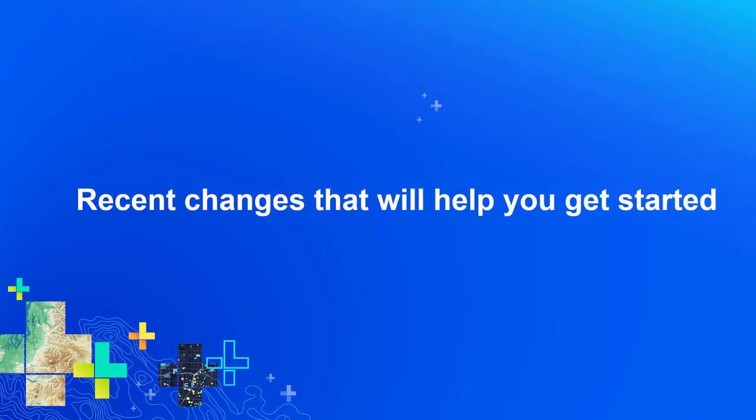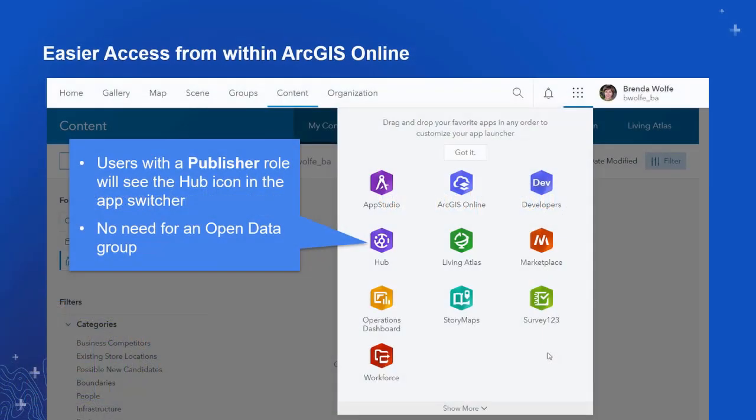And with the recent changes at the end of June, with the release of ArcGIS Online, we made it even easier to get started. There used to be some things you had to set to make this appear, but we've done away with those. So now if you're a publisher level role, you have access to this. So if you go into ArcGIS Online and click the app switcher, you should see a tile for Hub. And another change is that there's no need to create an open data group. So it used to be to activate this, you needed to create an open data group and put content in it. That's no longer the case. You can keep your data perfectly private and not share it in an open data group.